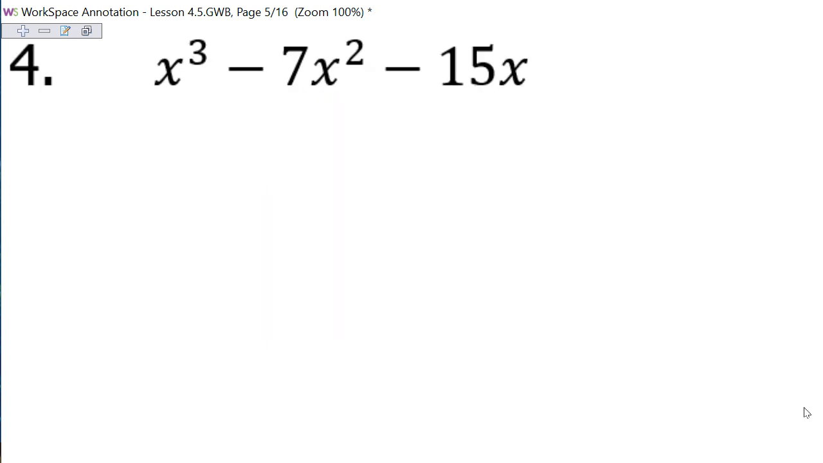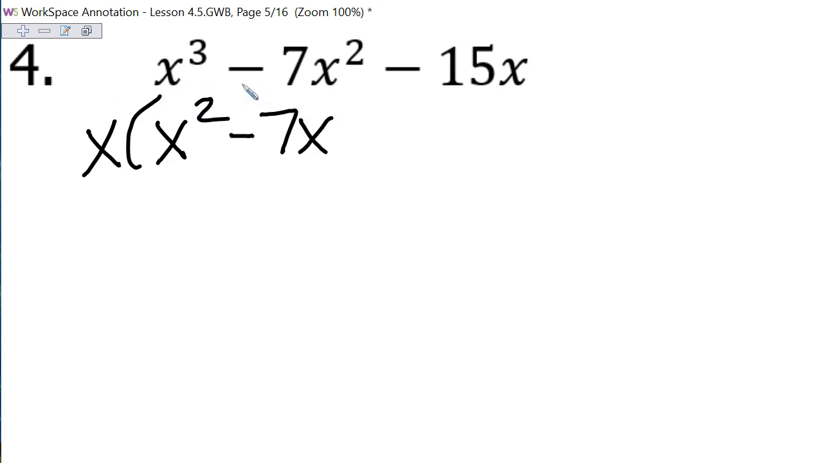Next one, number 4. If it's larger than a 1x squared, what do we have to look for? Greatest common factor. What's the greatest common factor here? X. So we'll have to factor out the x. So x times what gives me x cubed? X squared. X times what gives me negative 7x squared? Negative 7x, and x times what gives me negative 15x? Negative 15. Now again, inside the parentheses, we have a 1x squared that we do need to factor.